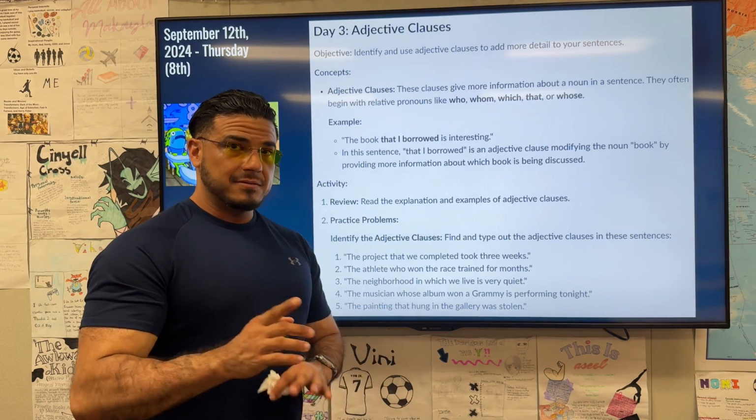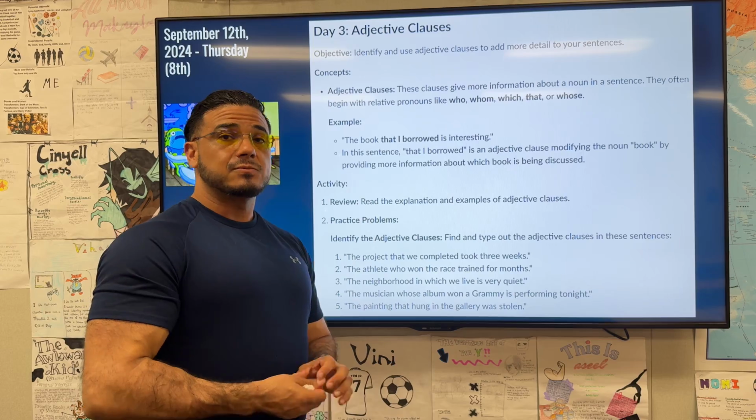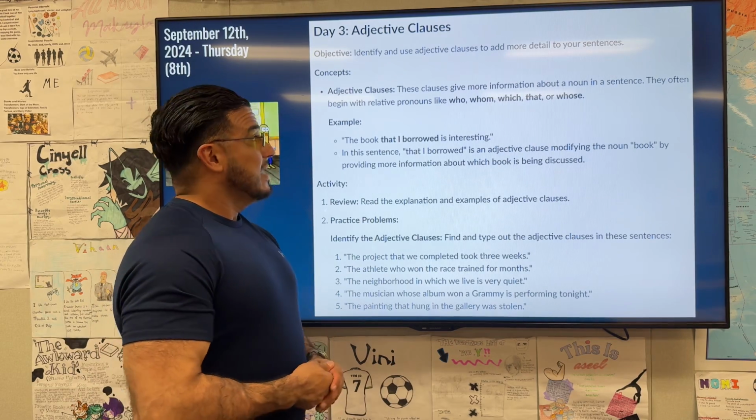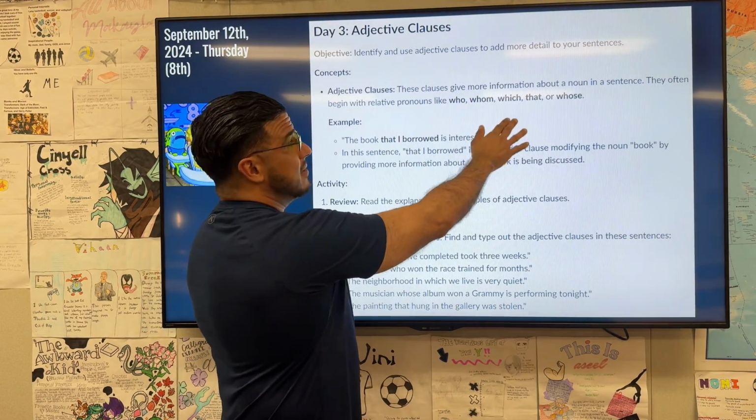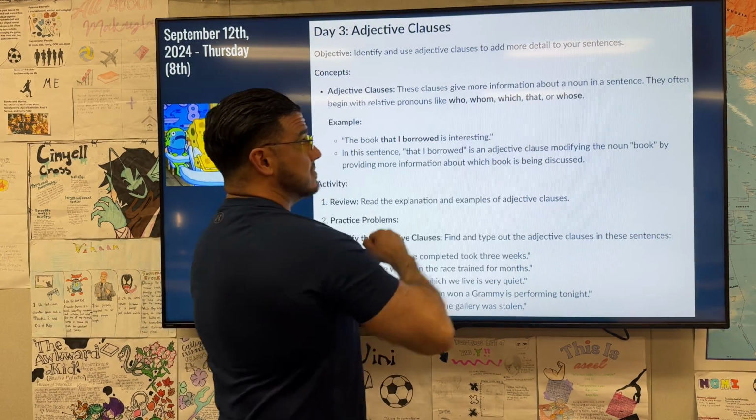Now, they often, but don't always, begin with what's called a relative pronoun. And those relative pronouns are listed here: who, whom, which, that, or whose.